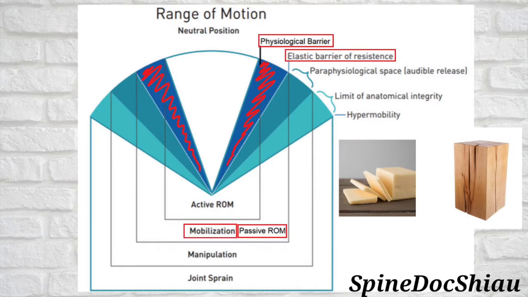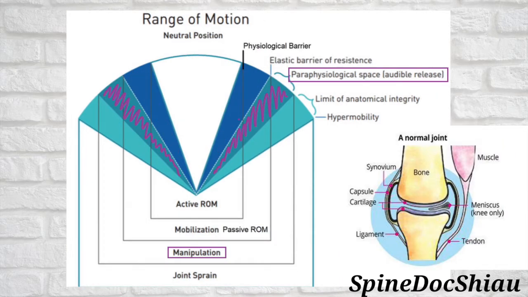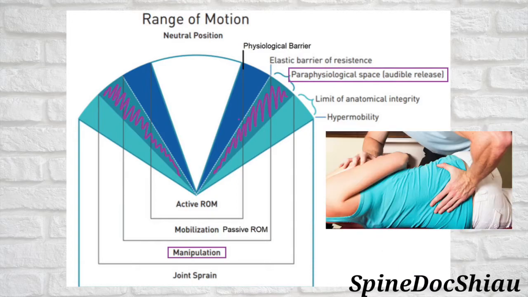And then we enter the next stage of ranges of motion, probably the most important stage among chiropractors, and this is the paraphysiological space. This is the area just beyond the elastic barrier of resistance, and during this phase you may hear an audible or palpable release that we call cavitation. This phase is where the chiropractic adjustment occurs. A chiropractic adjustment is also known as a manipulation. However, you may not always hear an audible pop or cavitation, especially if the adjustment is considered a low force adjustment.